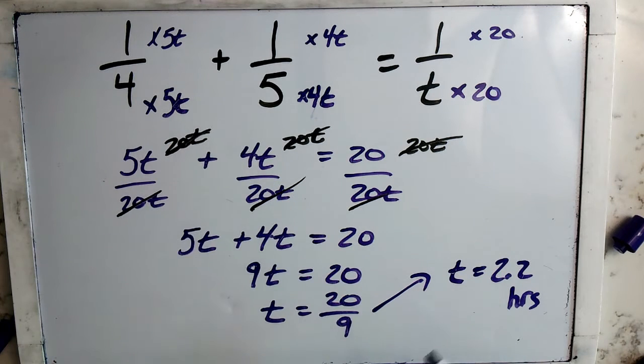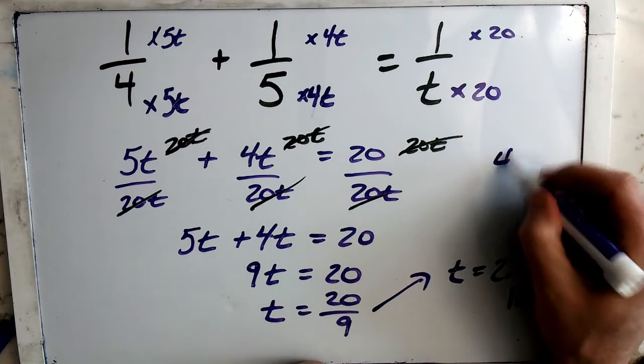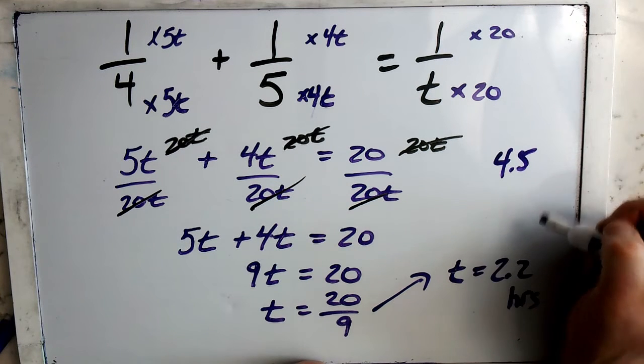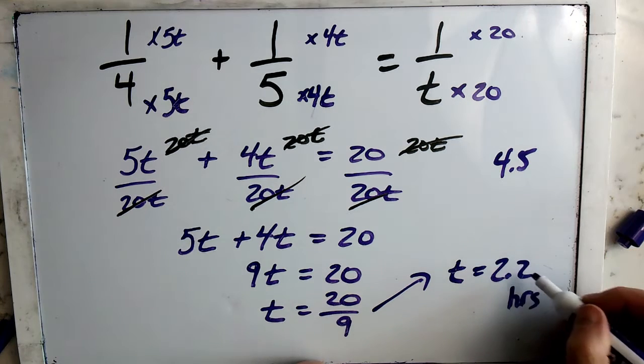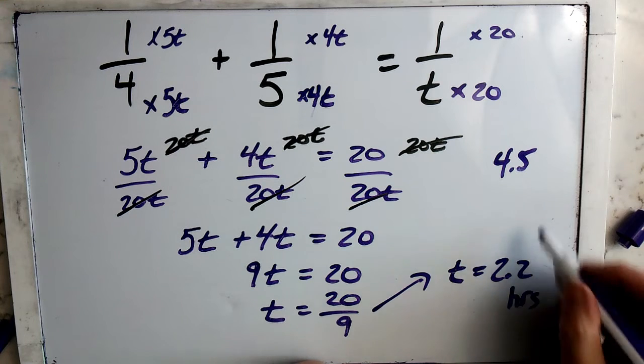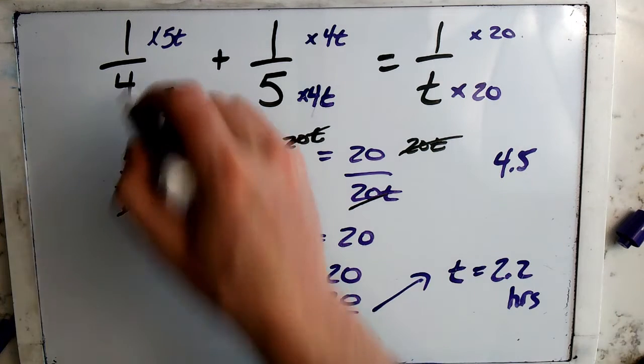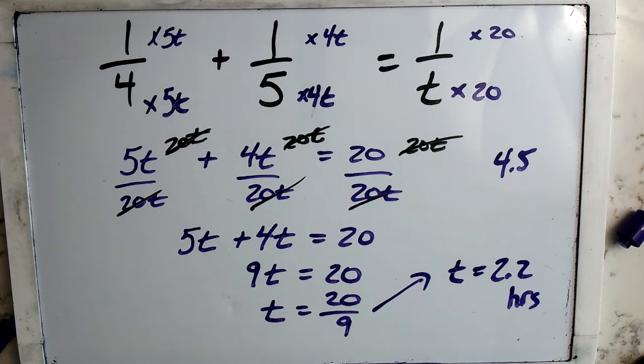And that kind of makes sense. 4 and 5 hours, if you take the average of them, it's about 4.5, and this is roughly half of that because they're working twice as fast. And it will always be very close to the midpoint, but closer to the faster person.